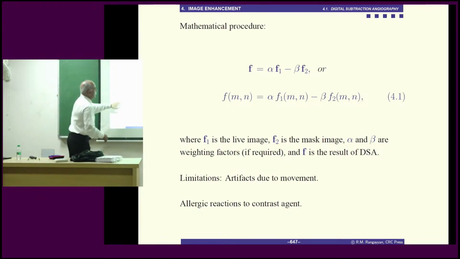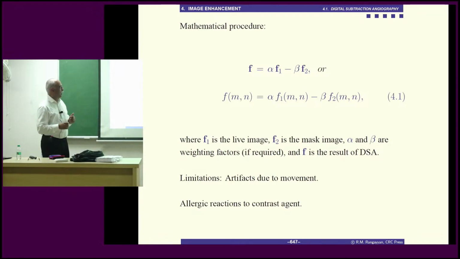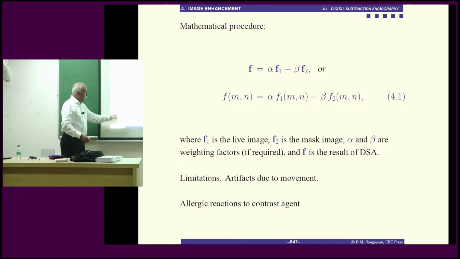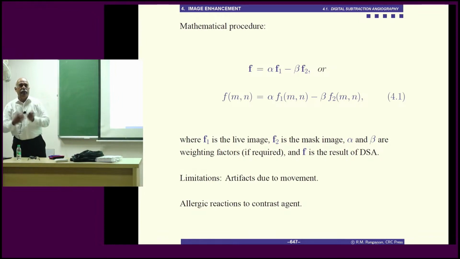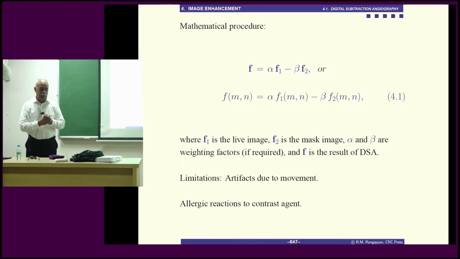But there are artifacts due to movement. Even within the few seconds, the head you can put a clamp and hold it. But other parts of the body, you'll be moving a little, and that causes some artifacts. And even within the head, even if you hold the head steady, the arteries are pulsating due to pulsating flow of blood, and that causes artifacts. You cannot hold that. And allergic reactions to the contrast agent. Some people develop allergic reactions, some may even die. There have been cases in Alberta.